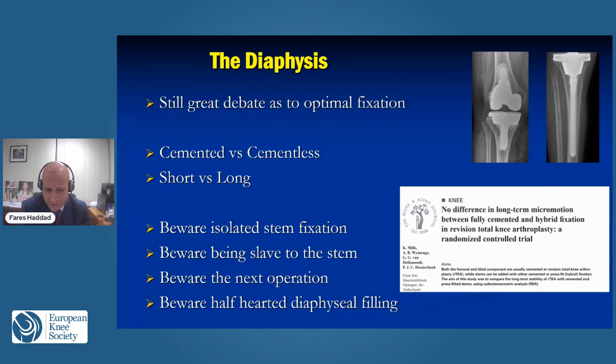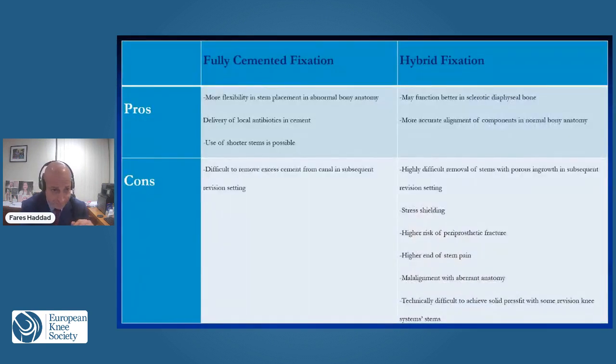And also, I think there is an overusage of long stems just as something that makes surgeons feel better by sort of half filling the diaphysis. Because they've had to ream down there, they put something down there without getting good fixation. So again, we've got to be careful that if we're putting something in, it should have a role.